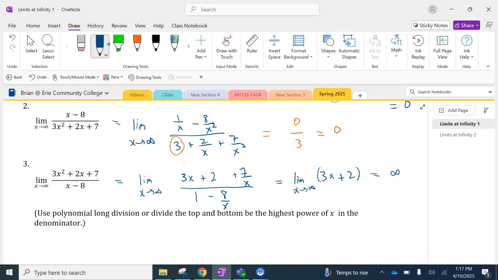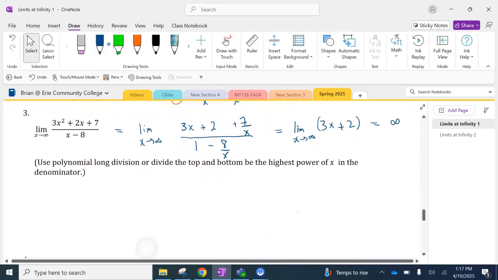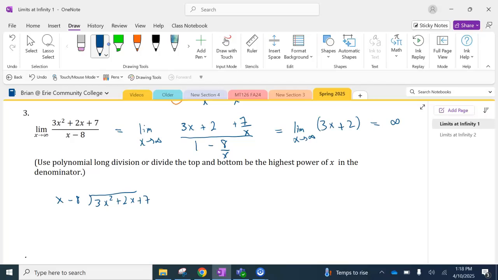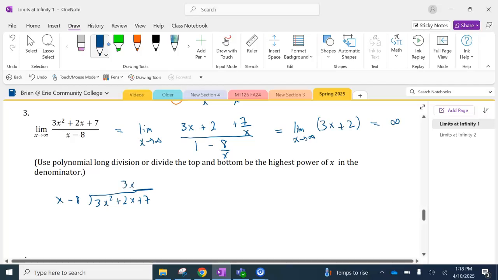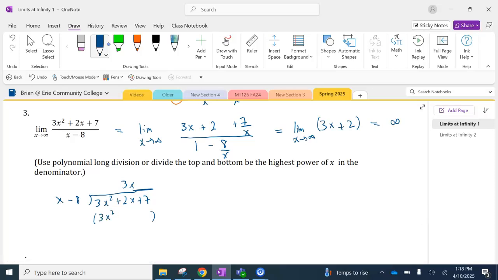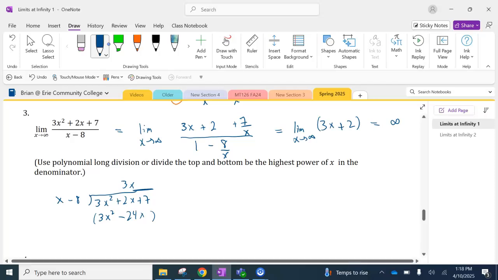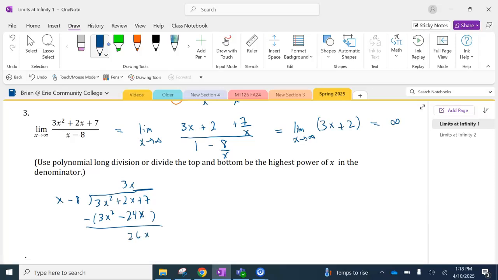All right, let's look at doing this with polynomial long division quickly, just as a reminder of that process. So we'd have 8 minus x, and we're going to divide that into 3x squared plus 2x plus 7. We ask ourselves what times x would be 3x squared, and the answer to that would be 3x. So we'd multiply the polynomial 8 minus x by 3x, and we'd get 3x squared minus 24x, and then we'd subtract. That would give us 26x plus 7.